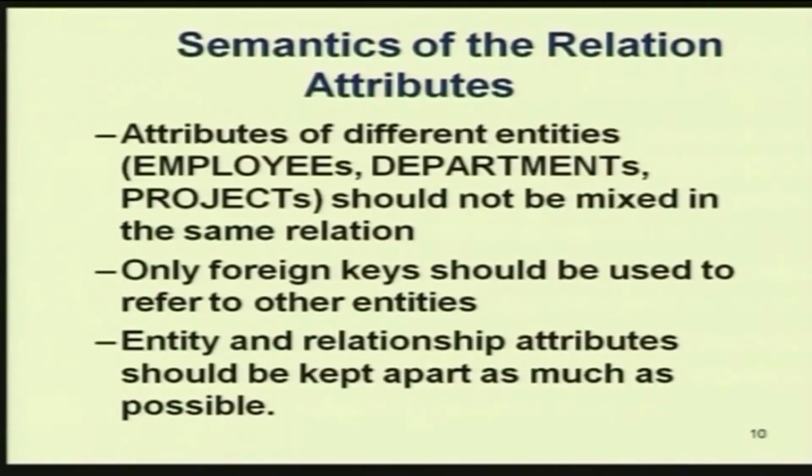So, attributes of different entities, for example, I have already discussed this: employees, departments, projects should not be mixed in the same relation. Now, here you have a tendency, let us take the example of a database that deals with employees, departments and projects. You can have employee and then you have his social security number, his name, his address and the department he is working in. Now, how many people are working in that department, and when the department was started, should not come in this schema.